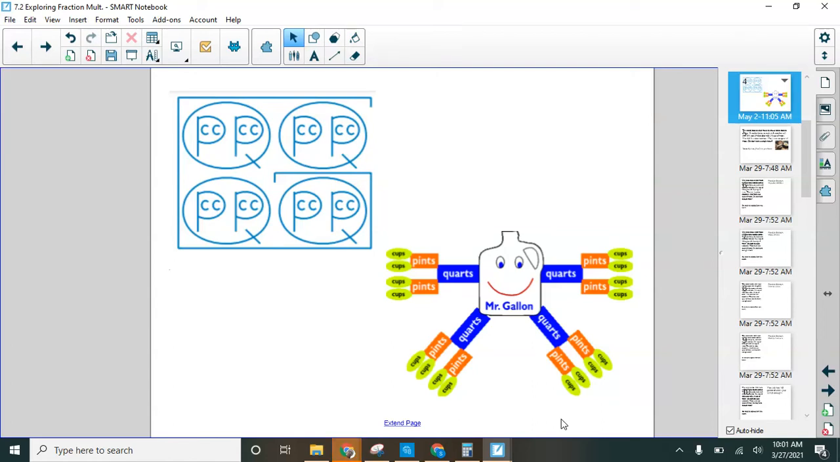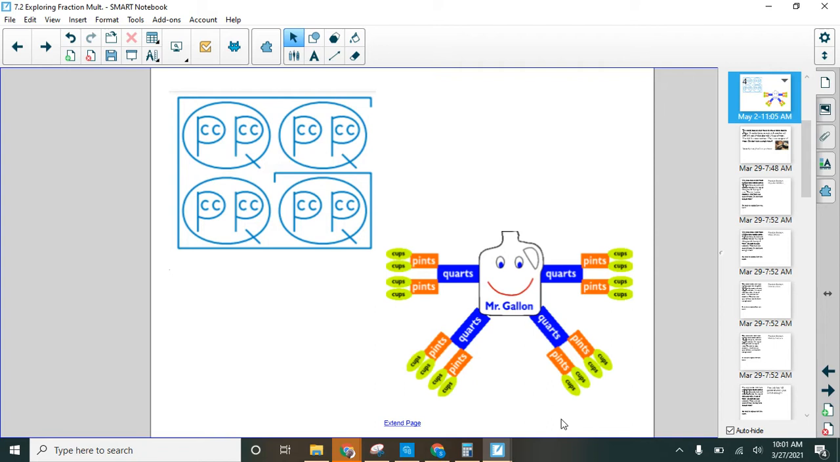Hello, fourth graders. Welcome to lesson 7.2. Today we're going to be exploring some more fraction multiplication. But we're going to start with these guys. What do you remember? What's something you remember about these guys from last time?